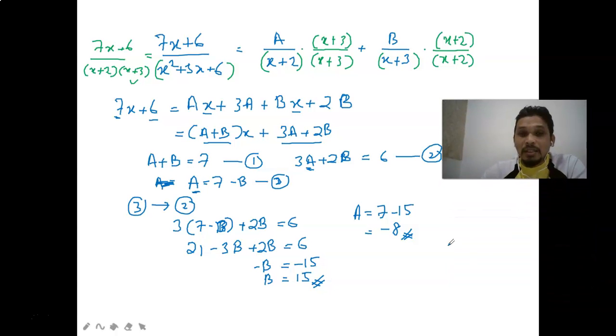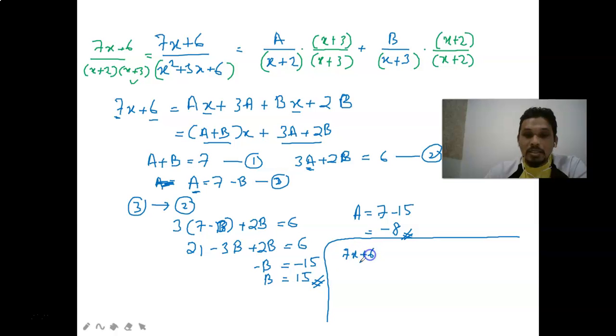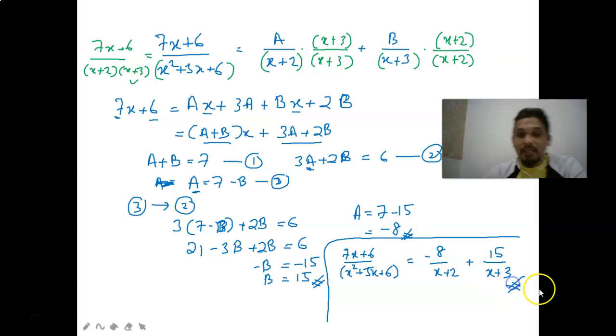Okay, class. Right now, the equation of this. So, 7x plus 6 divided by x squared plus 5x plus 6 equal to a is negative 8, negative 8 divided by x plus 2, and b is 15, plus 15 over x plus 3. That's it.